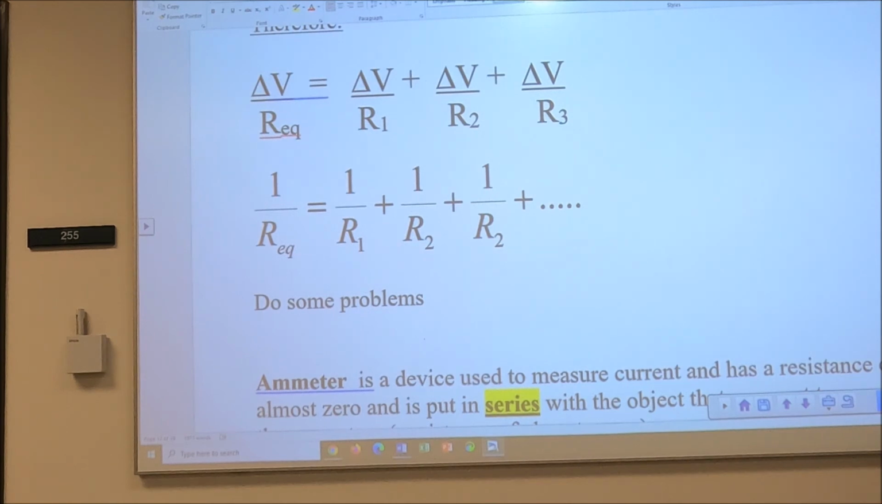Now, I want us to do an example problem with a more complicated situation, where we've got some resistors that are in parallel and some resistors that are in series. Okay, so let's look at a problem at the end of the chapter. Let's look at problem 25.